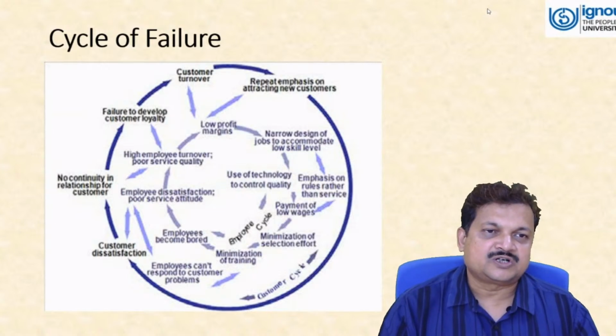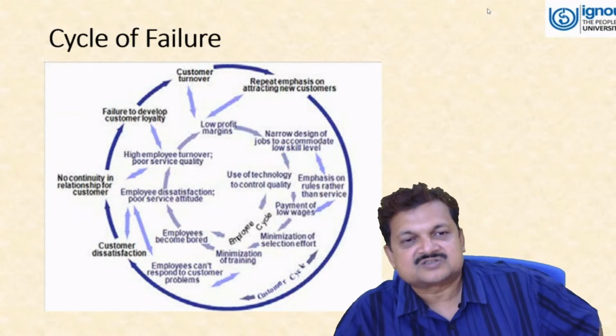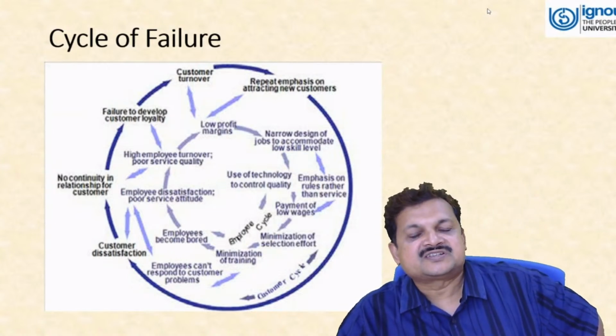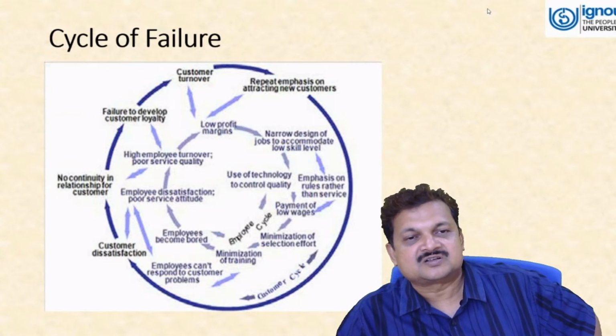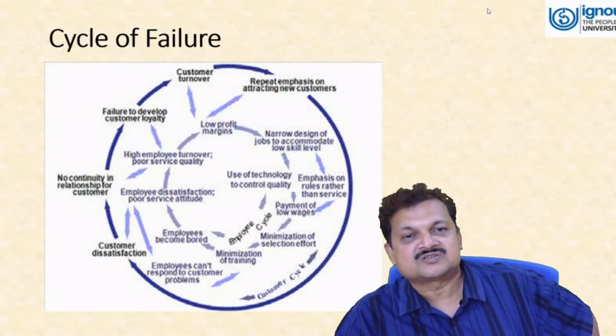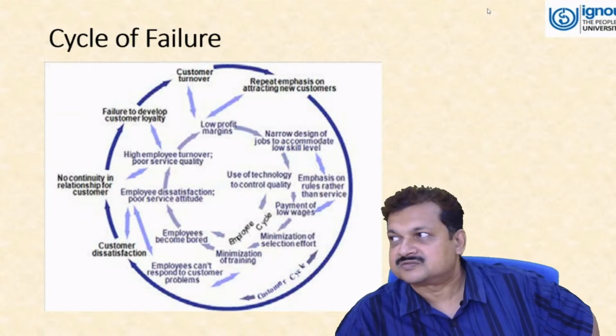Next is no continuity in the relationship with the customer. That is employee dissatisfaction, poor service attitude. If the employee is dissatisfied within the organization because of too many causes, poor service will come. Because they are dissatisfied, they do not want to do the same satisfied work with the customer. They will always think, why should I do it? So, high employee turnover, poor service quality. High employee turnover means employees will not remain in the organization, they will leave. In that case, the reliability will be less. Nobody is going to rely on this person.